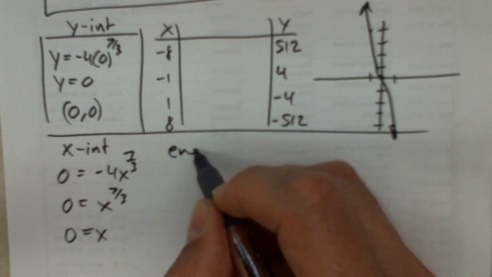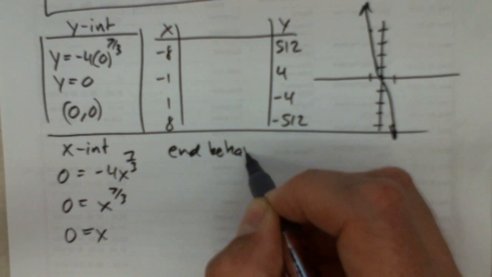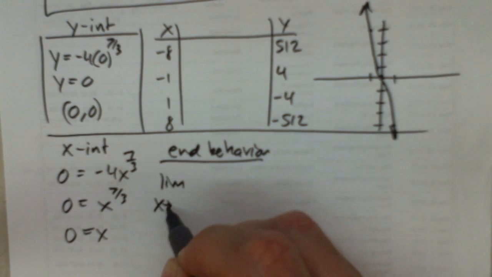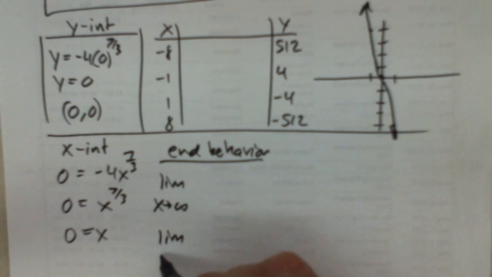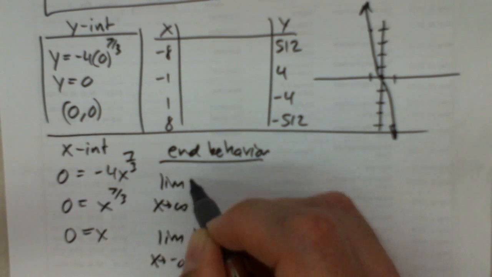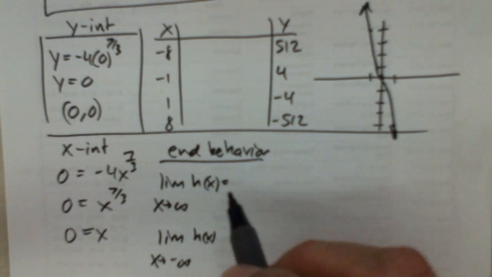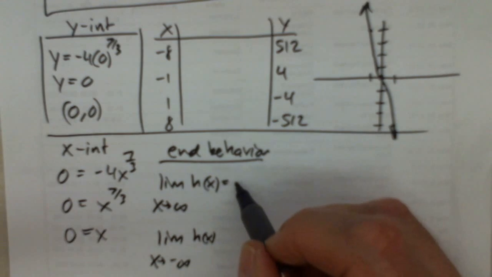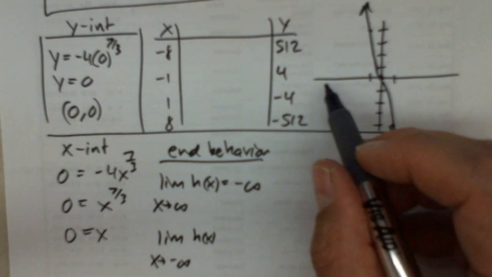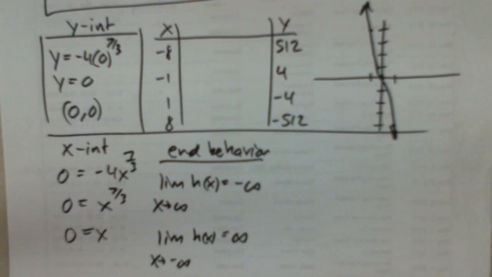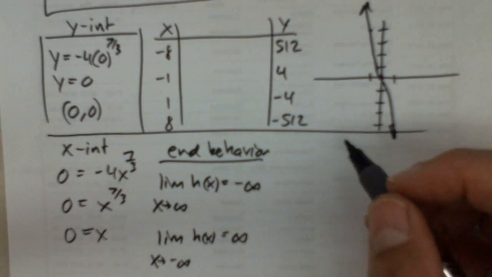You'll have end behavior. Limit as x goes to infinity. Limit as x goes to -infinity. H of x. Going to the right, the graph is going down. Going to the left, the graph is going up. So we get that end behavior.